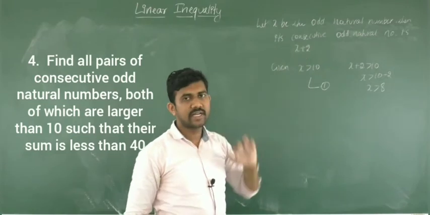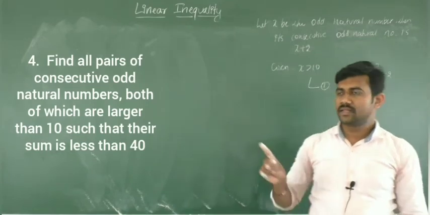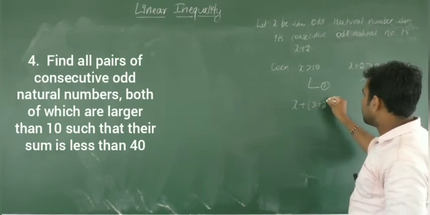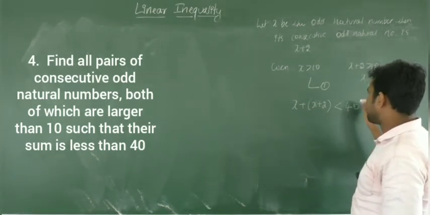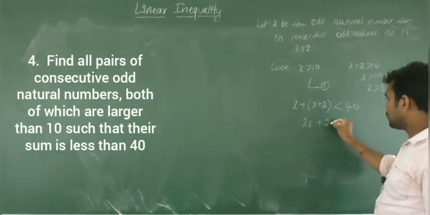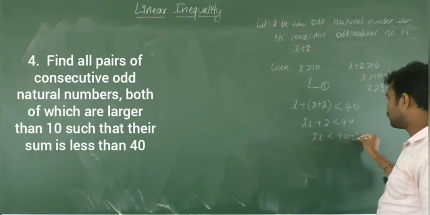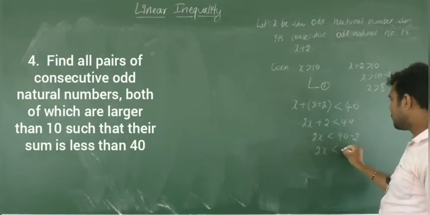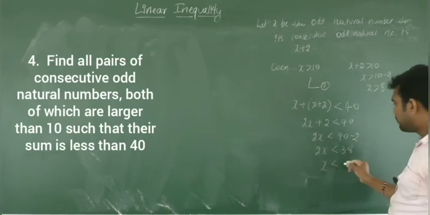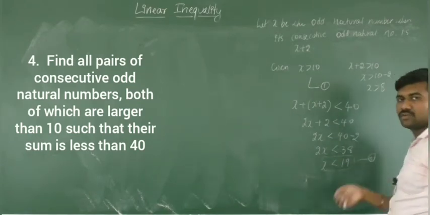Similarly, using the second condition they have given, their sum is less than 40. If you add x and x plus 2, their sum is less than 40. Solving, x plus x is 2x, plus 2, is less than 40, or 2x is less than 40 minus 2. 2x is less than 38. So x is less than 38 by 2, which is 19. Okay, this is the second condition you got.